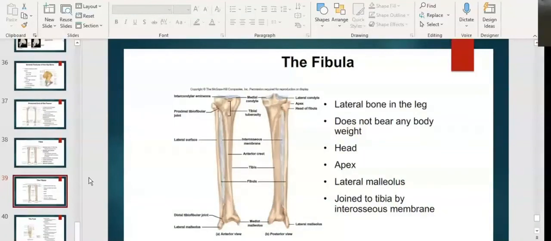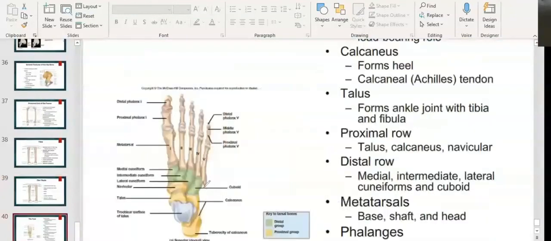So then if we go right here, this is the foot. These bones right here are called tarsals. The bones that form the bulk of your foot are these ones, the metatarsals. The ones in our toes are the phalanges. The bones that are considered the tarsals form your ankles, and they have their own names, obviously.